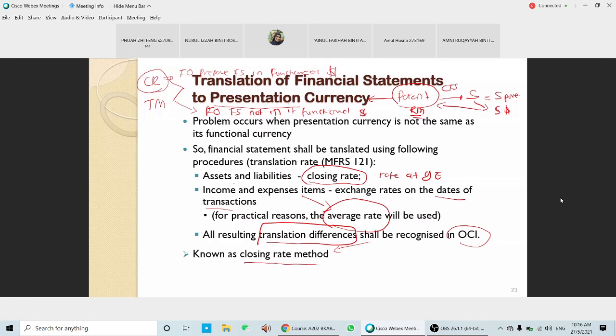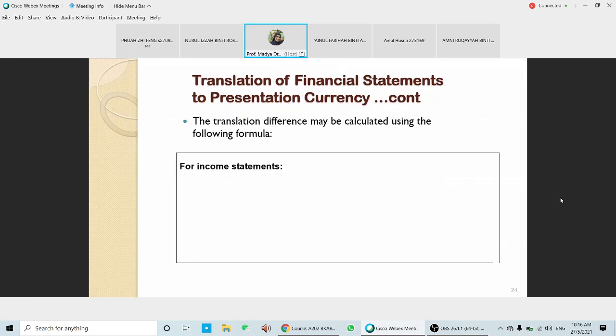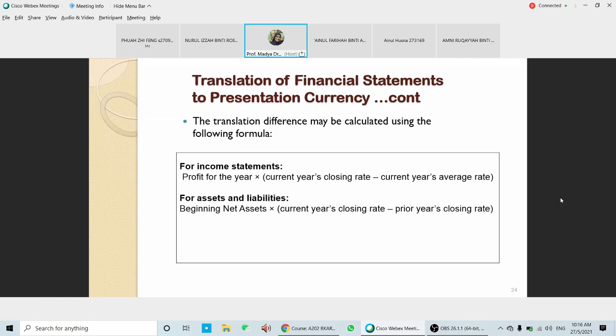Okay, so the translation difference here may exist due to different items. The first item is related to the income statement item. For this income statement item, we have profit for the year. The profit for the year is calculated using the current year closing rate minus the average rate. Because for the closing rate method, we need to use a closing rate at the end of the year.